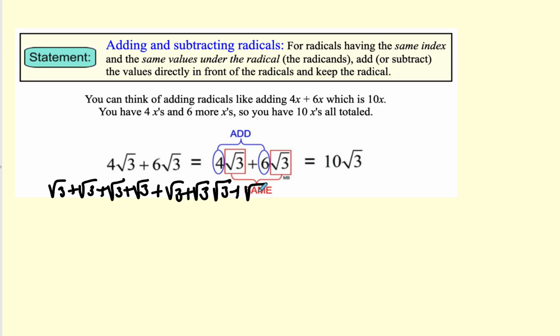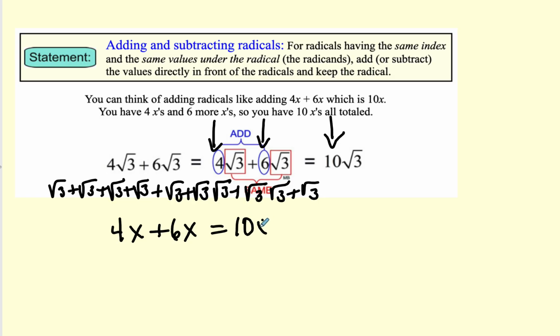So what we're trying to do is collect them. We're trying to find out how many we have together. We have 4 of them here, we have 6 of them here, so we're going to have 10 altogether. It's kind of like with x's: 4x plus 6x is equal to 10x. So that's what we're doing.